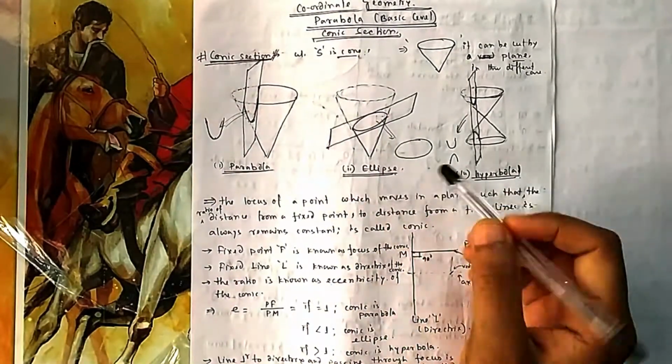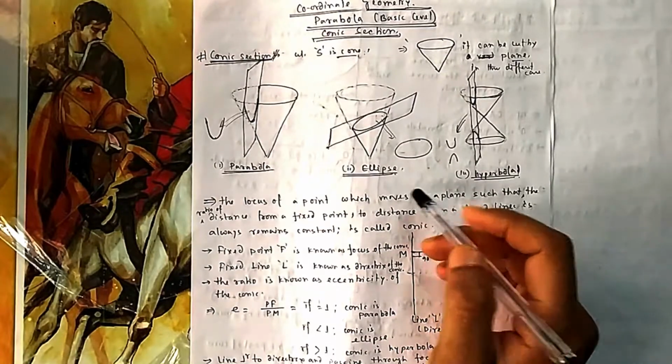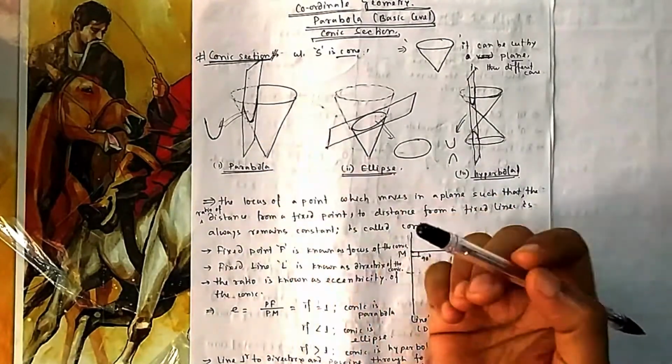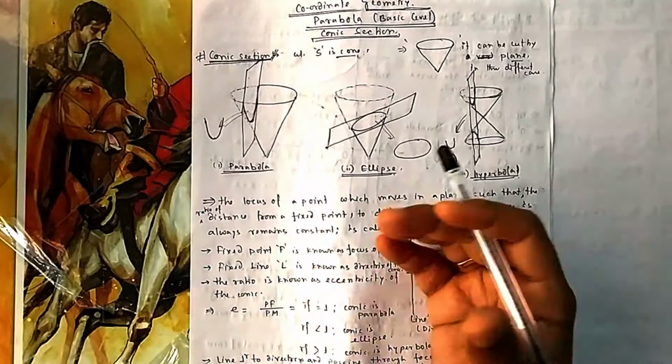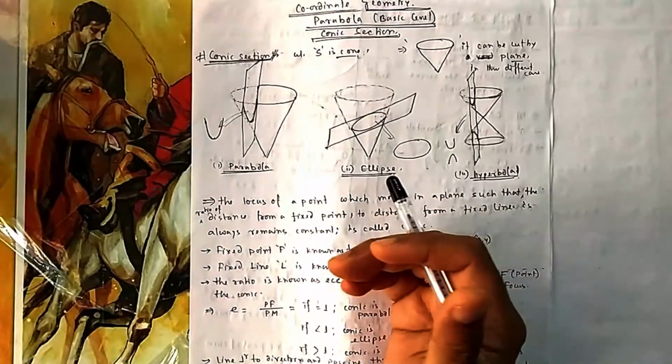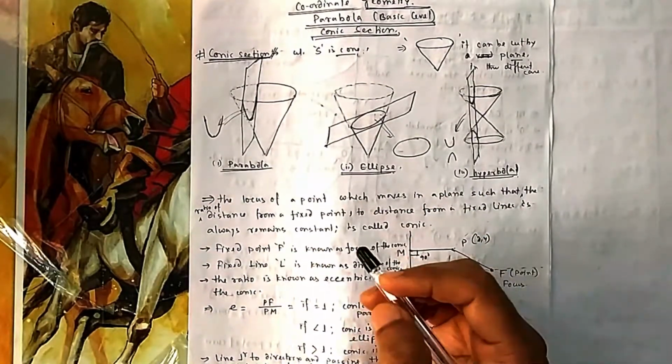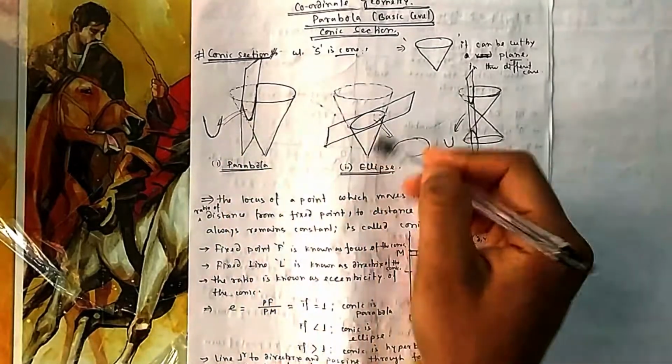Okay, now in our coordinate geometry, we will not be taking any ice cream and we will not bite it. So you have to mathematically express it or mathematically derive it, or you have to write something so that this type of shapes can be formed.